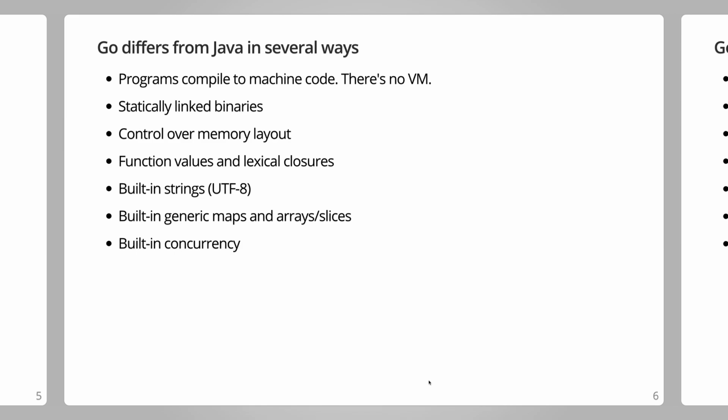But it's got built-in strings, UTF-8, so you can write Norwegian characters or Chinese characters or whatever you like in the language itself. Although we don't recommend using Norwegian characters or Chinese characters for that matter in variables, because that can sometimes cause problems. It has built-in generic maps for arrays and slices.